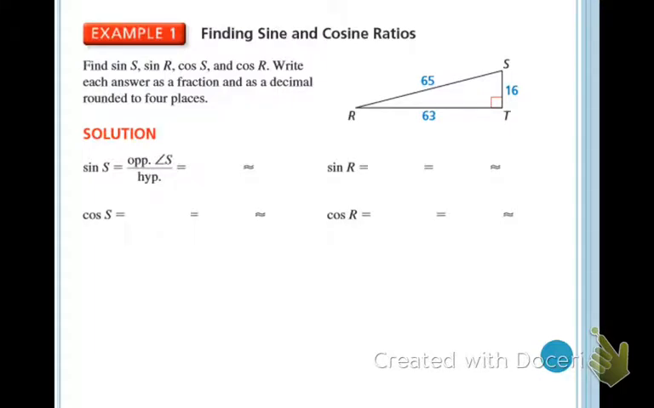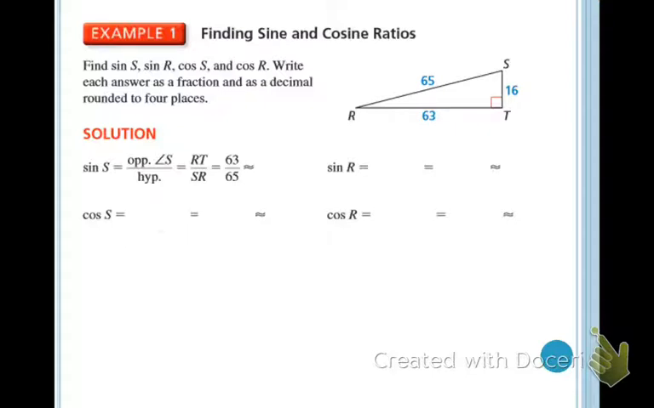We're still coming from this perspective of angle S. All right, so sine is "so," it's opposite over hypotenuse. So what is the opposite of angle S? 63, and the hypotenuse is 65. So your fraction will look like 63 over 65. So that's part of your answer, according to the directions. Because it says write it as a fraction, so boom, we've done that.